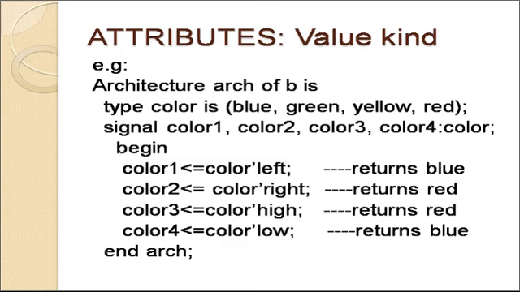Then color tick right will return red, color tick high will return red, and color tick low will return blue. For tick high and tick low, you have to understand that whenever you write anything in a VHDL type, the first value you write has a lower value compared to the last. That's why red is written as high and blue as low. This is just an example.